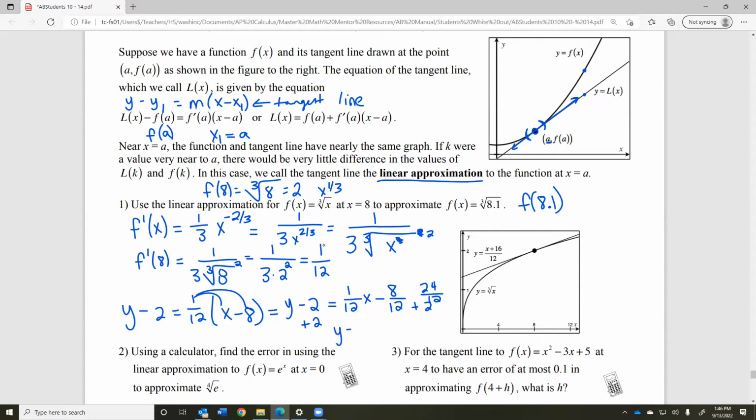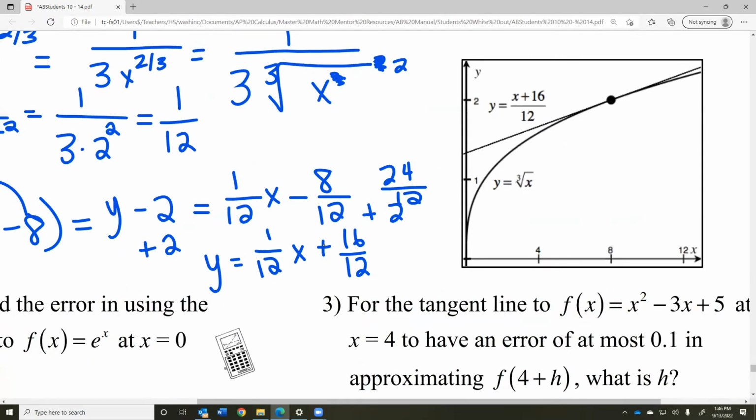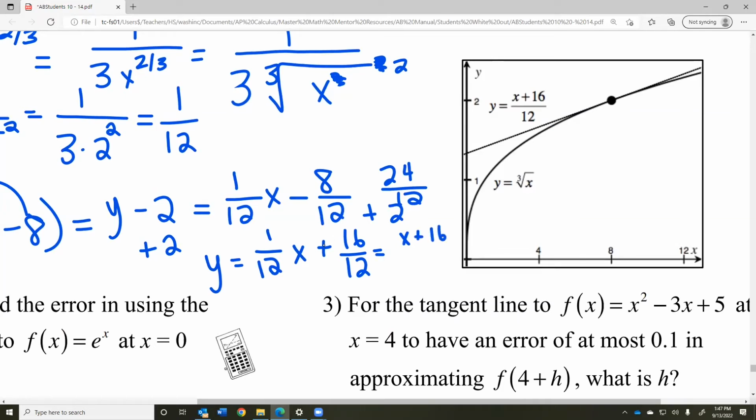So we get y is equal to 1/12 x. 24 and -8 is 16, so plus 16/12. And I left these fractions the same. And since we left these fractions the same, we can actually combine this into one fraction, x plus 16/12, since we have a common denominator. And now the idea is that we're going to use this. If we were to look, x plus 16/12, that's this line right here.